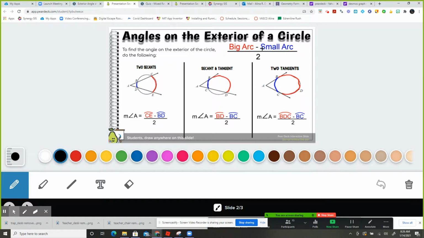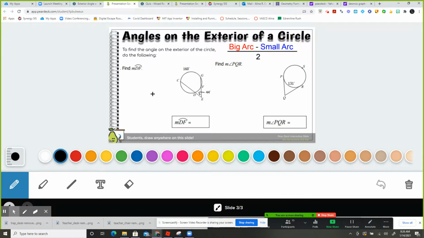It's that minus sign that messes people up sometimes because we think about averages where we add and then divide by 2. Right? When we do midpoint, we add and divide by 2. Here, when we have arcs, we take the big arc minus the small arc, I want the difference, and then divide that answer by 2. So those are our notes. Let's go look and see if we can come up with some.